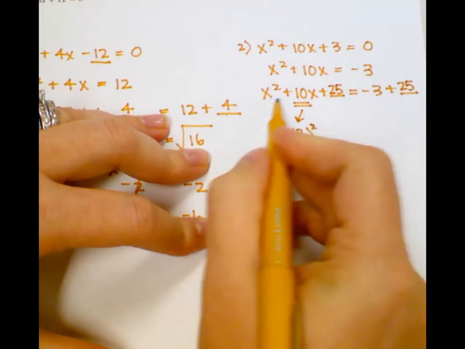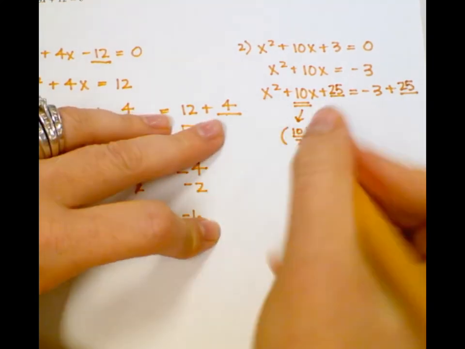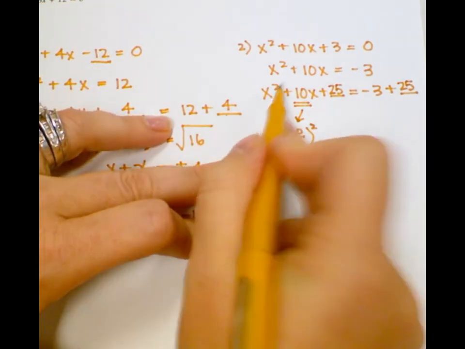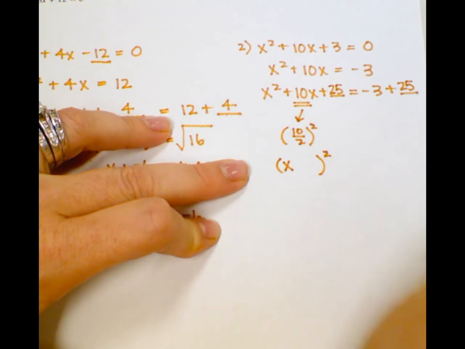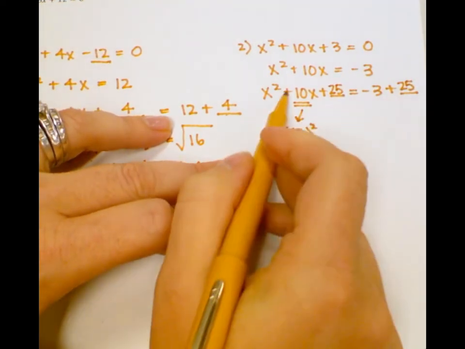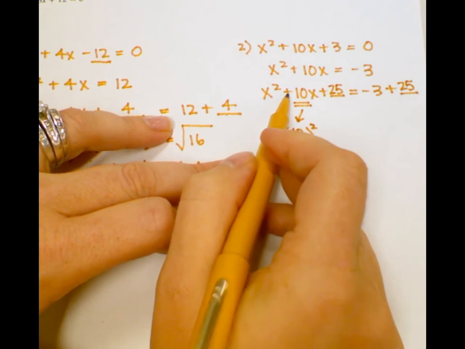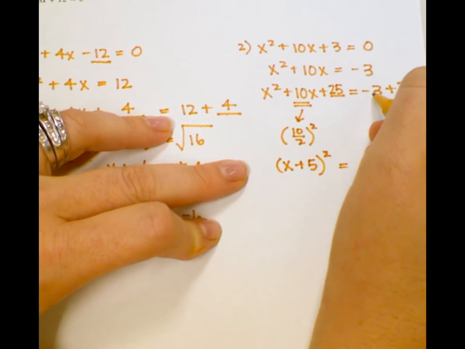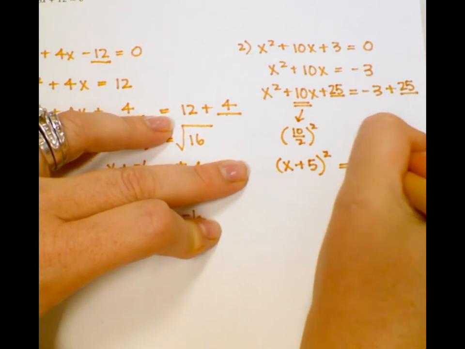Now remember, this left side is always going to be perfect squares, so go ahead and write it. Your parentheses are a little squared. X squared's perfect square is x. What's 25's perfect square? 5. And you always take whatever symbol is right here, so plus. And then this right side, you just put it together. Negative 3 plus 25 is 22.